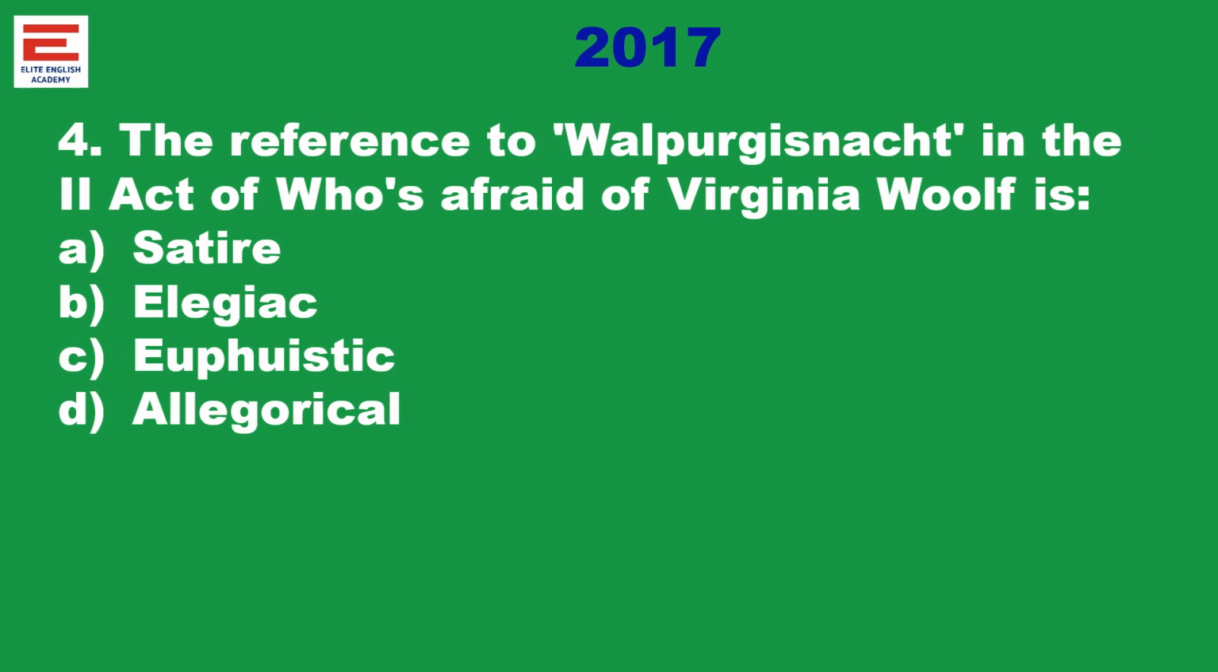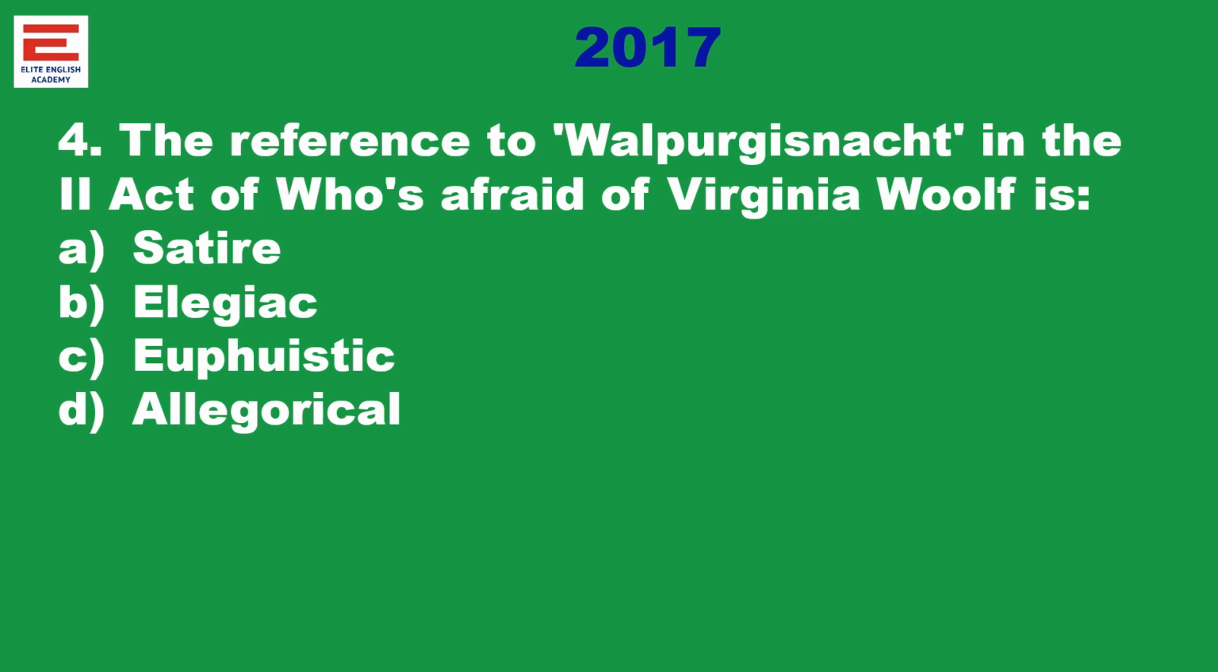That was in 2017. And one more piece of information: now we have got the book and we have prepared a detailed lesson based on The Owl in the Attic. Okay, fine. Then question number 4. The reference to Walpurgisnacht in the second act of Who's Afraid of Virginia Woolf is it a satire, elegy, euphemistic or allegorical?